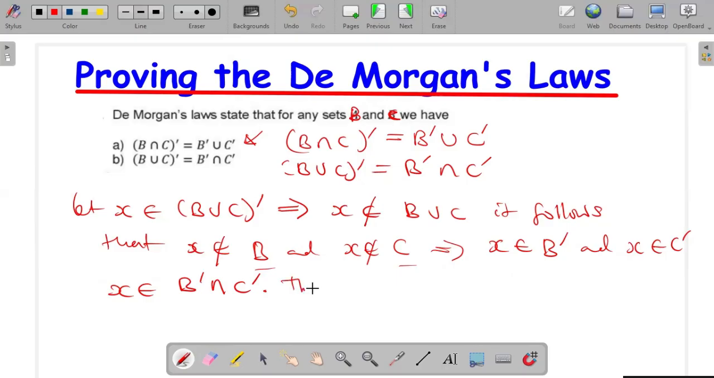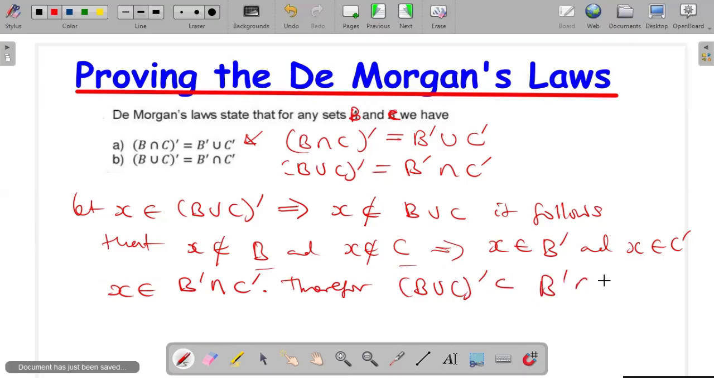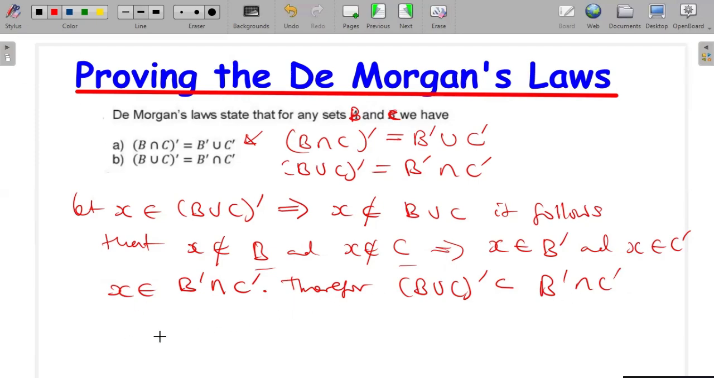Therefore, this shows that B union C complement is a subset of B complement intersect C complement. Because I started from here, then I was able to show that X is in there and also X is in there, so it is contained. Next part, you start with the right hand side, where you say let X be a member of B complement intersect C complement.